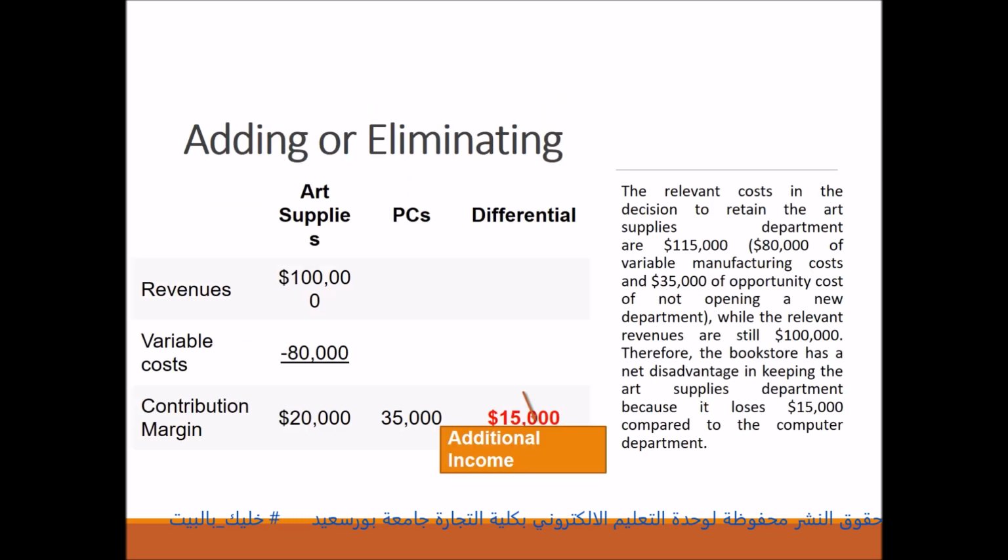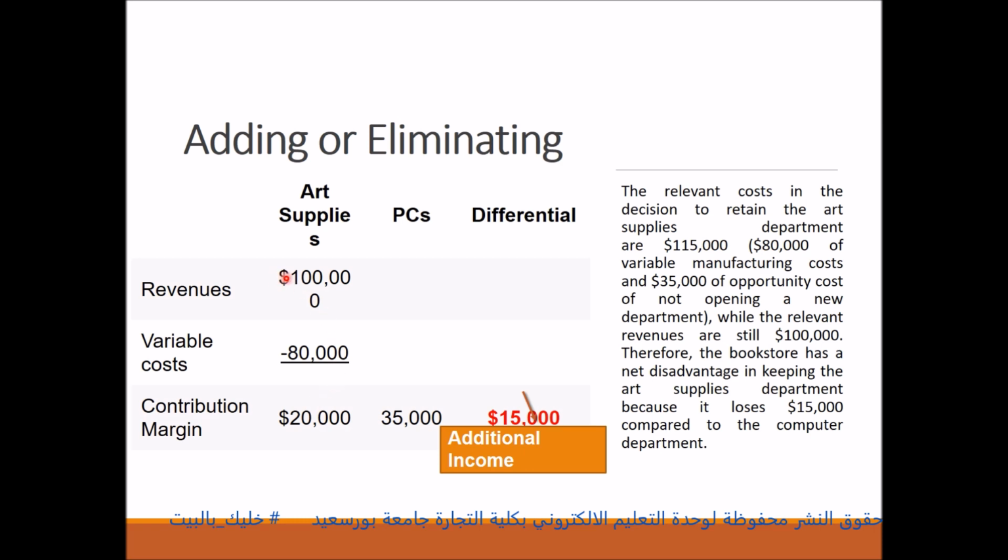So the relevant costs in the decision to retain the art supplies department are $115,000, $18,000 variable manufacturing cost, and $35,000 opportunity cost of not opening a new department, while the relevant revenues are still $100,000. Therefore, the bookstore has a net disadvantage in keeping the art supplies department because it loses $15,000 compared to the computer department. The art supplies department has $20,000 contribution margin.